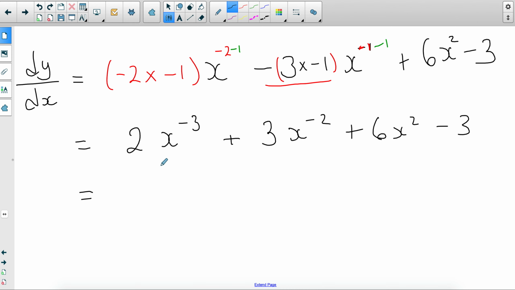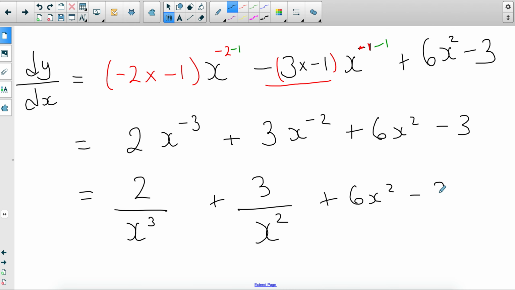Then we can fix it if you want. So instead of having a negative power, I can bring it down and then change the power to a positive. And again, do the same thing here. I'm just bringing it down to a fraction because it's still a fraction there. And the sign of the power is going to change. So that's you finding the derivative.